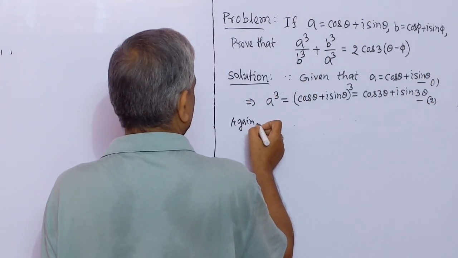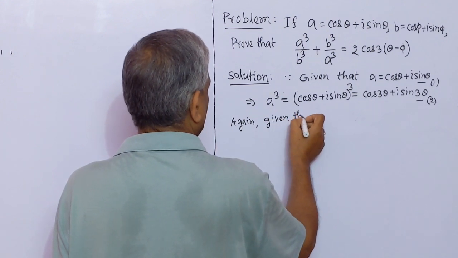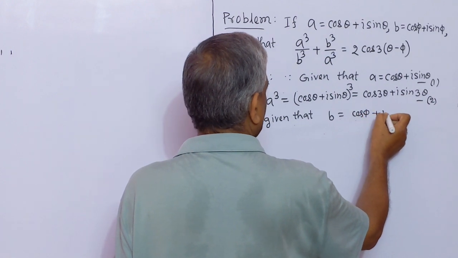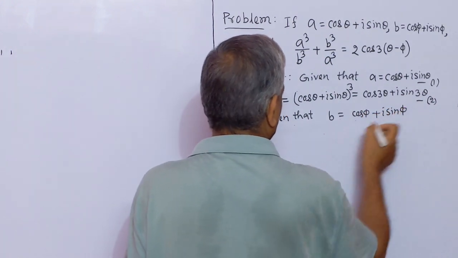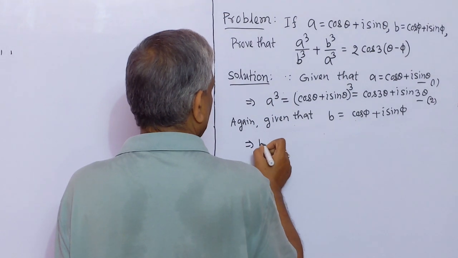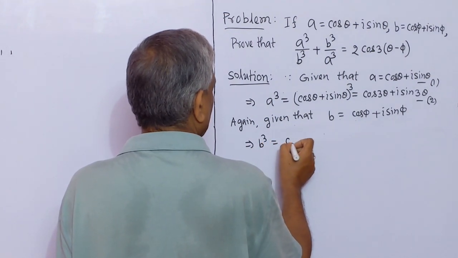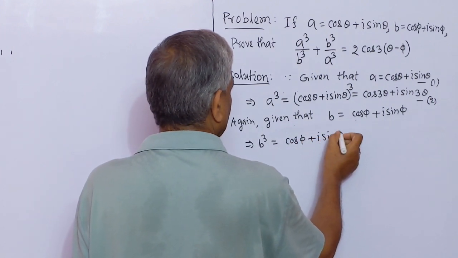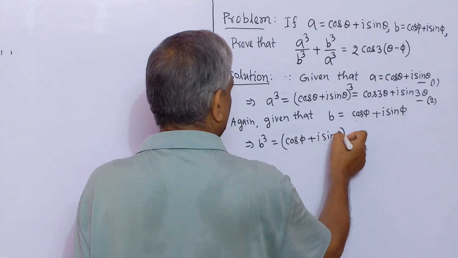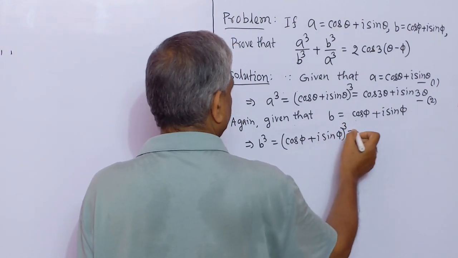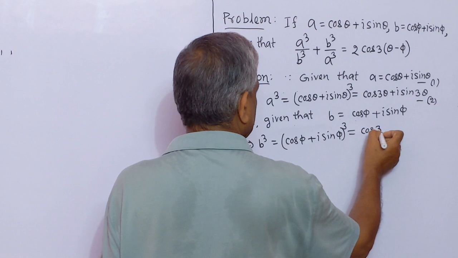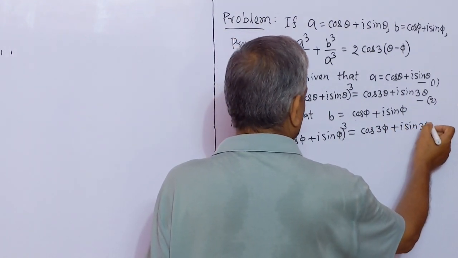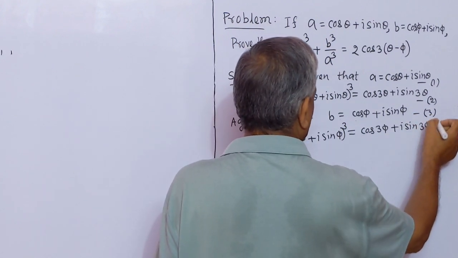Again, given that b equal to cos phi plus i sin phi, implies that b cube equal to (cos phi plus i sin phi) whole to the power cube. By de Moivre's theorem, this is equal to cos 3 phi plus i sin 3 phi. This is number 3. This is number 4.